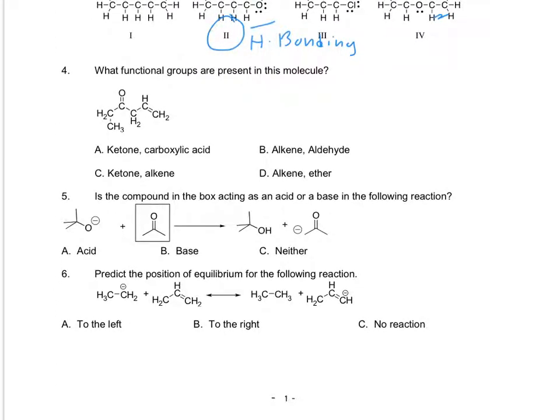Which functional groups are present in this molecule? So there's a couple that we can observe. There's the CO double bond, there's the CC double bond, and that's really it. So we're looking for ketone and alkene, and that would be C is the right answer here, ketone and alkene.